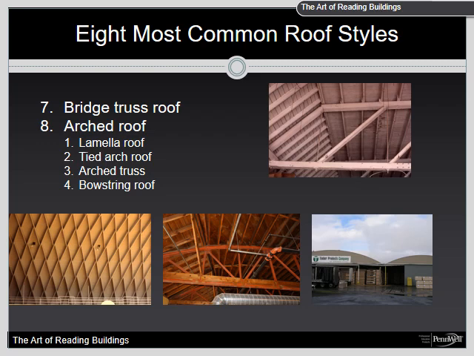Finally, the bowstring roof. The original bowstring truss is a tied arch with a diagonal tension rod added to form a web. All the diagonal web members are in tension, whereas vertical web members are in compression, making the bowstring a true truss.